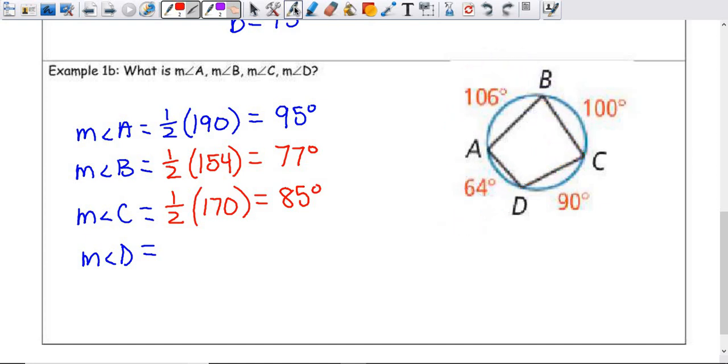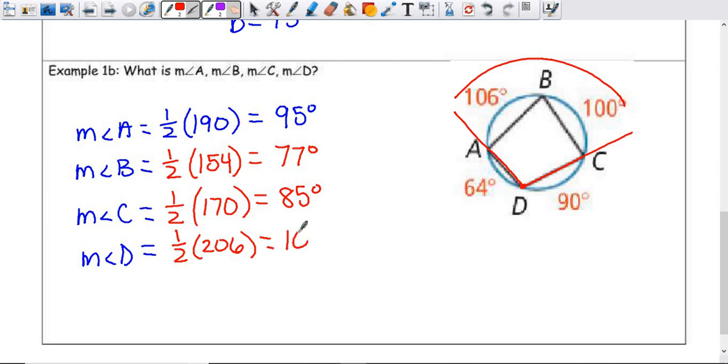And then lastly, angle D uses this chord and this chord. So this whole arc is 206. And then I'm going to take half of that. So the measure of angle D is 103. Okay? So we have 103, we had angle C was 85, we had 77, and we have 95. All right? And then we had all those arcs that go with it.